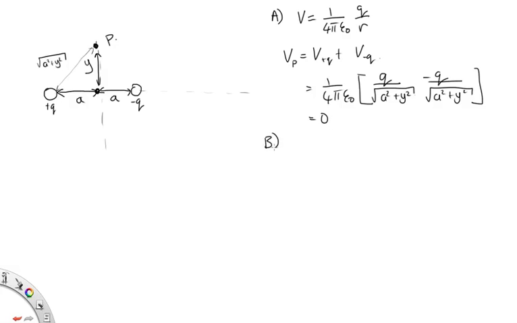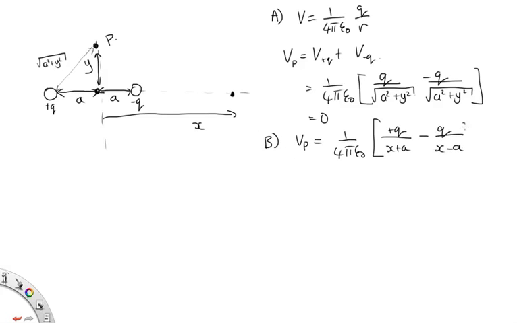Part B says calculate the electric potential at point R on the positive x-axis. So here's our point R. It's a distance x along this axis. So we do this in exactly the same way, except that these are different distances now. So we'll substitute in again. Vp is equal to 1 over 4 pi epsilon naught. Now, plus q, the distance of that charge from our point is x plus a. The distance of the negative charge from our point is x minus a.